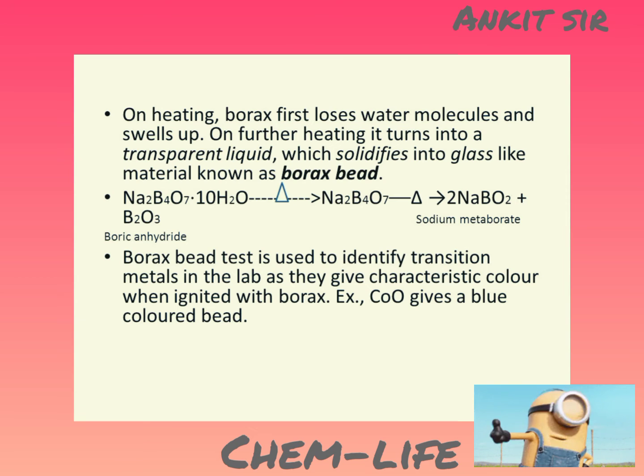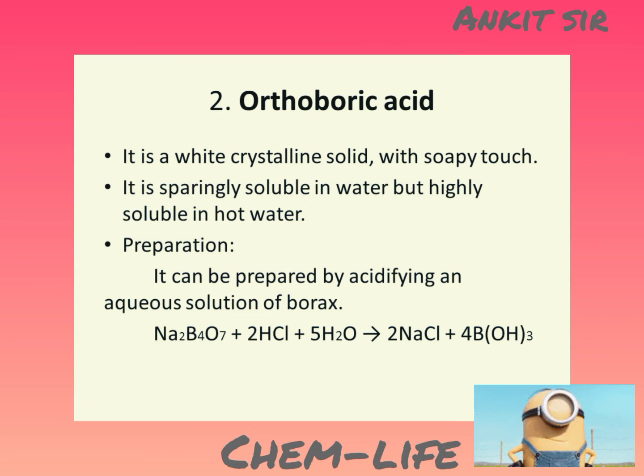Orthoboric acid is a white crystalline solid with soapy touch. It is sparingly soluble in water but highly soluble in hot water. Preparation: how can we prepare orthoboric acid? It can be prepared by acidifying an aqueous solution of borax: Na2B4O7 plus 2HCl plus 5H2O gives you 2NaCl plus 4 molecules of orthoboric acid, which is B(OH)3.